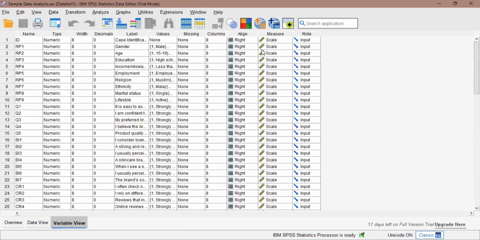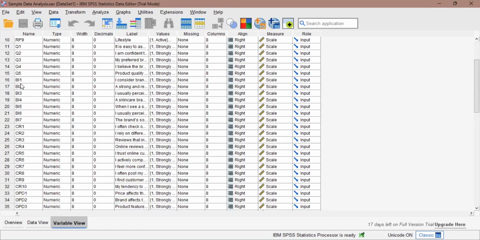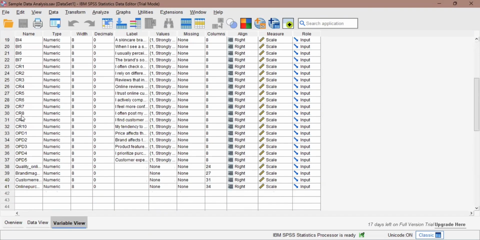So these are all the variables that we use in the code form. As an example, RP stands for respondent profile, Q stands for quality, BI stands for brand image, CR for customer review, and the last one, OPD, stands for online purchase decision.